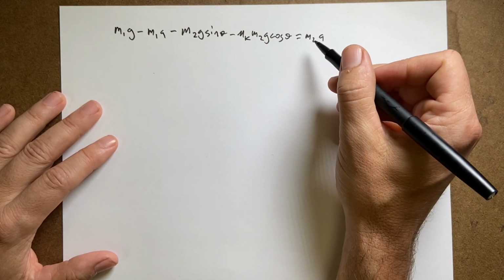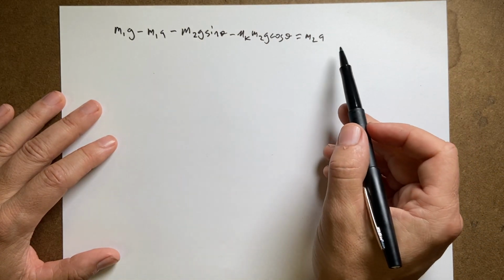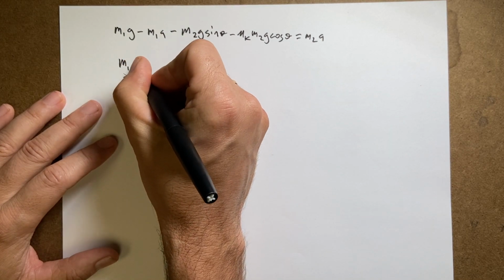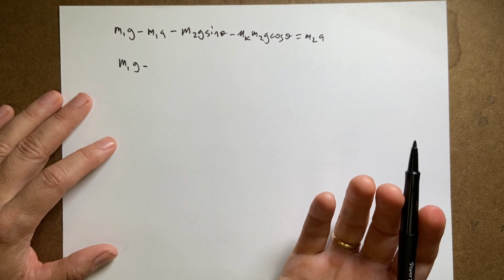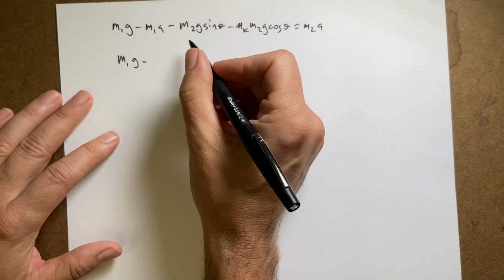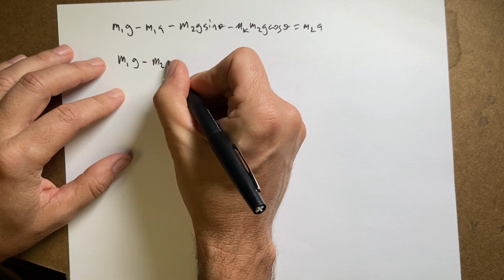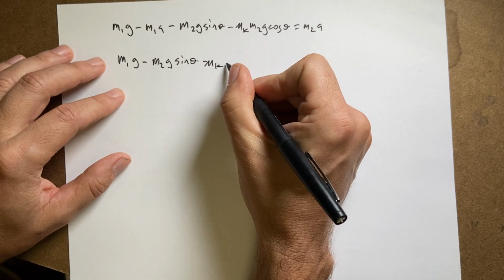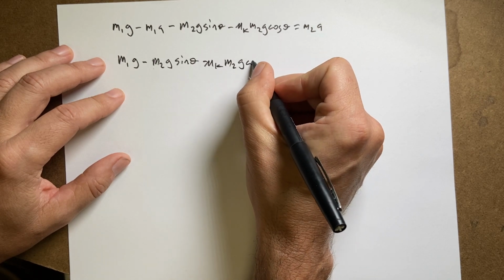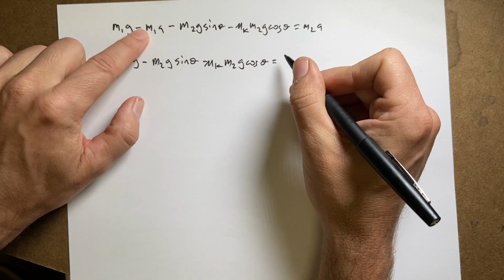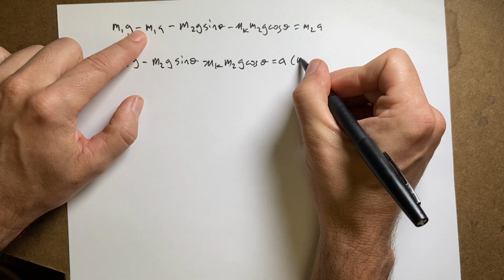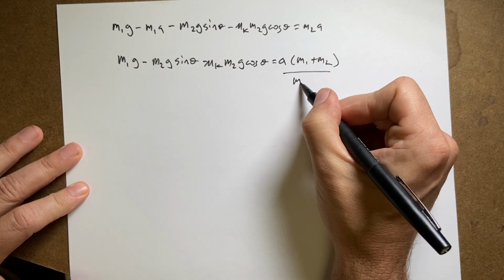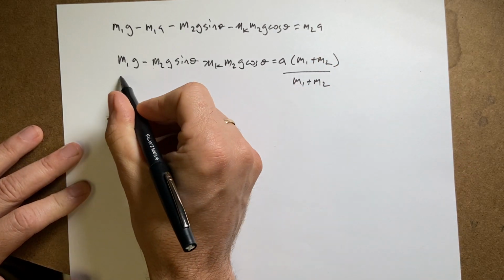Now I want to solve for a, right? So here I have an a term, and here I have an a term. So I'm going to add m1a to both sides, and I get m1g. Now, when you have a lot of terms like this, don't try to make shortcuts. Even I don't want to make shortcuts because I'll make a mistake. Minus m2g sine theta minus mu k m2g cosine theta equals a times m1 plus m2. Now I can divide both sides by m1 plus m2, and I get my answer.